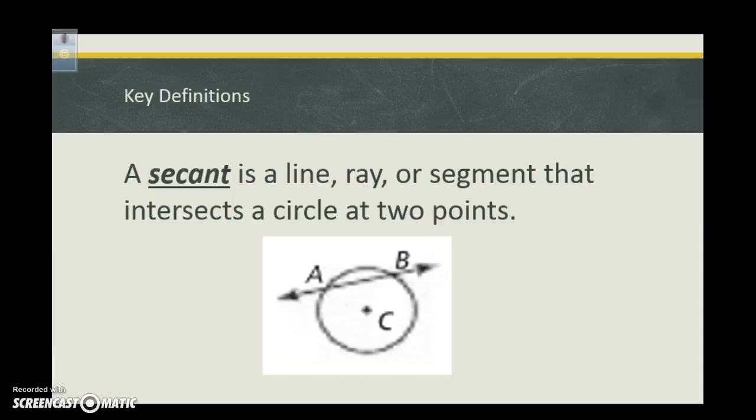A secant is a line, a ray, or a segment that intersects a circle in 2 points. If it was just a segment, sometimes we call that a chord.